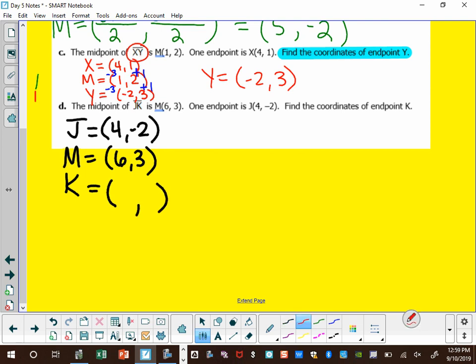How do I get from 4 to 6? Add 2. You're adding 2. So because it's midpoint, I'm also going to do it to the other segment. What's 6 plus 2? 8.